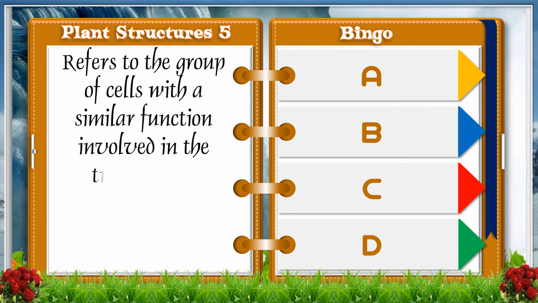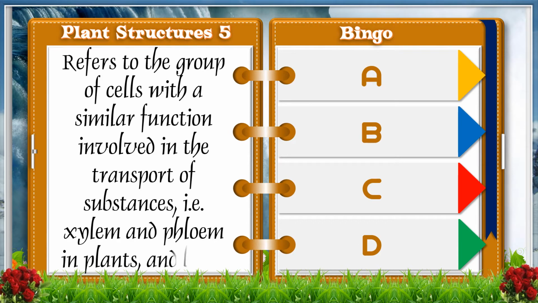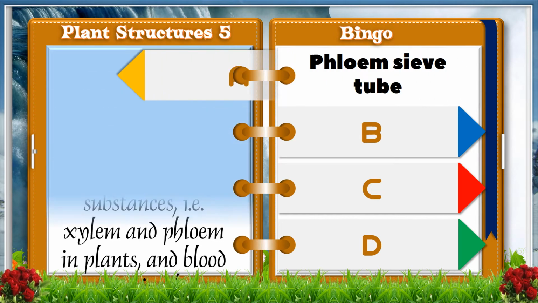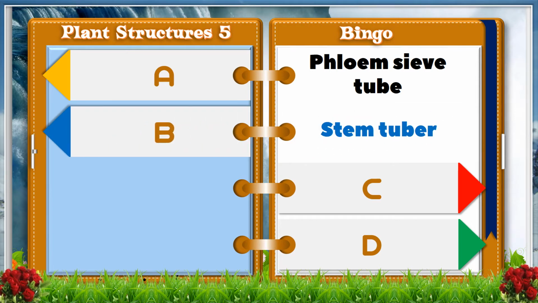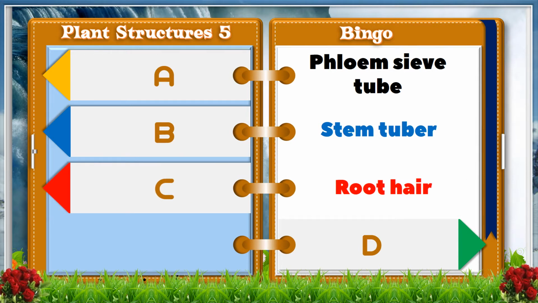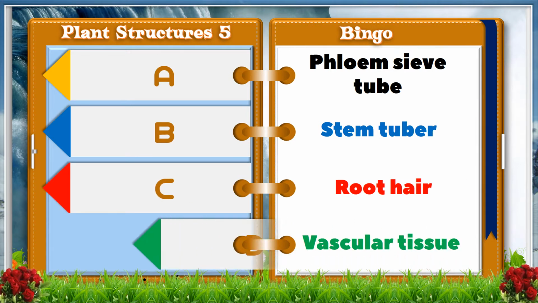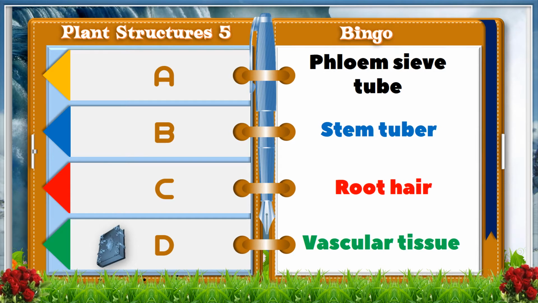Refers to the group of cells with a similar function involved in transport of substances, that is, xylem and phloem in plants and blood. A. Phloem sieve tube. B. Stem tuber. C. Root hair. D. Vascular tissue. And the answer is D. Vascular tissue.